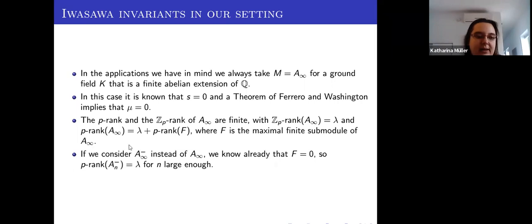But now if I consider A∞ minus instead of A∞, we have already seen two slides back that F is equal to 0. So in this particular case, even the p-rank of A_n minus is equal to λ for n large enough.